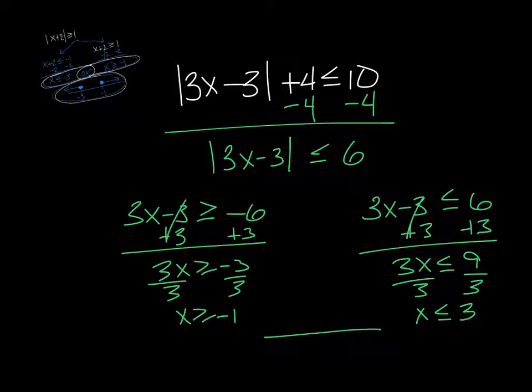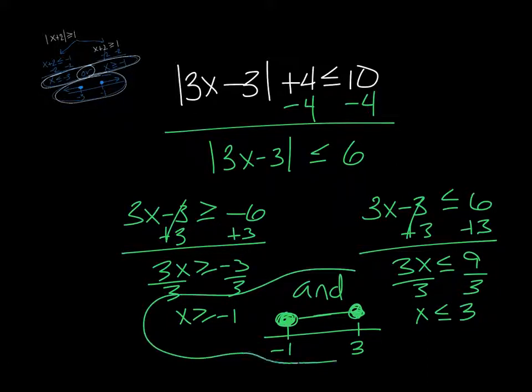Then we graph it because I need to know if it's and or or. Make sure you put your numbers where they belong on the number line. Don't switch that up. For the negative 1, x is greater than or equal to, so I need to color that in. For x is less than or equal to 3, I need to color that in. Well, they got connected, so I know that this is an and. So all of this would be my answer.